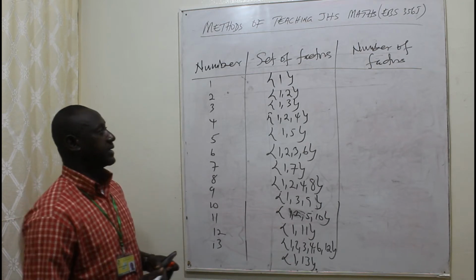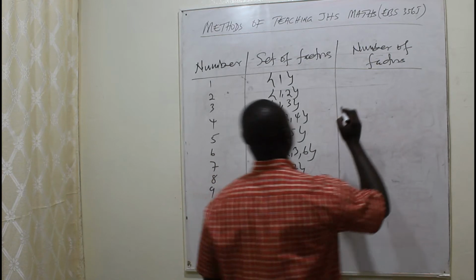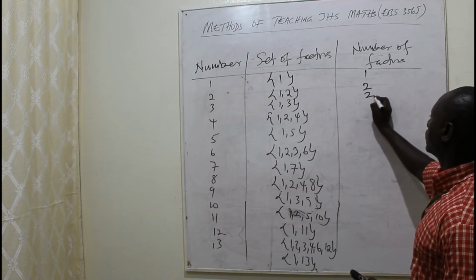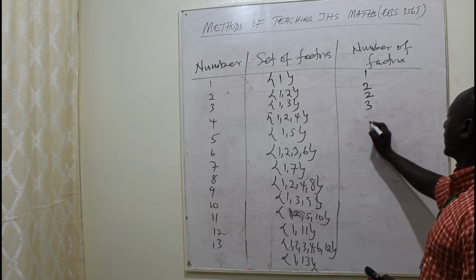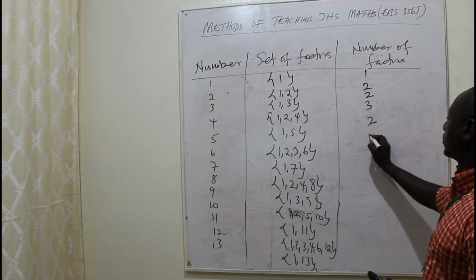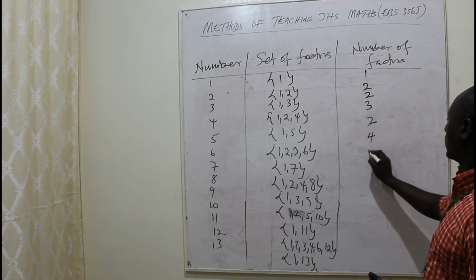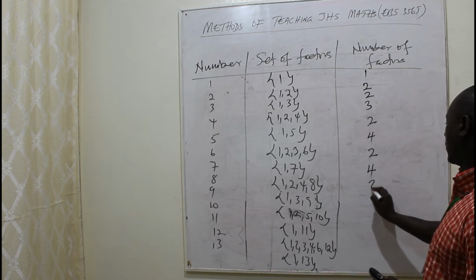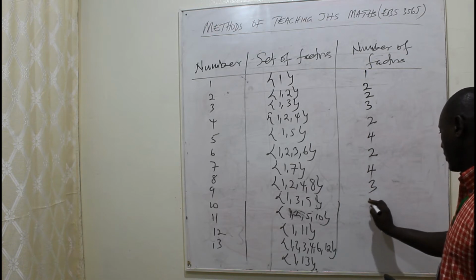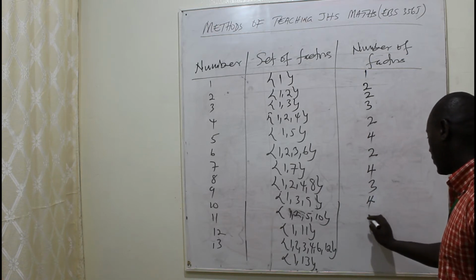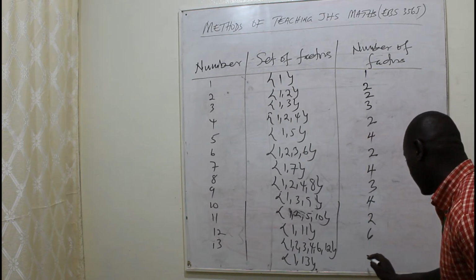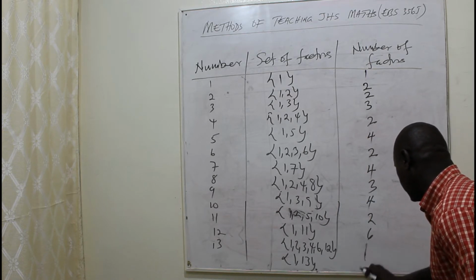And then let's look at the number of factors. How many factors are here? 1. How many factors are here? 2. 2. 3. 2. 4. 2. 4. 3. 4. 2. 6. And 2.